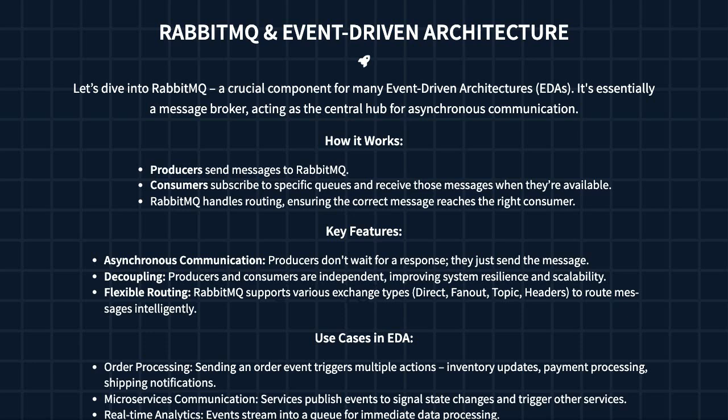It supports really flexible routing, so messages can go to many places based on different rules. You'll often see it used in things like order processing. When an order is placed, various services need to react, updating inventory, handling payments, scheduling shipping. It's all about decoupling these services and making the system more robust and scalable.